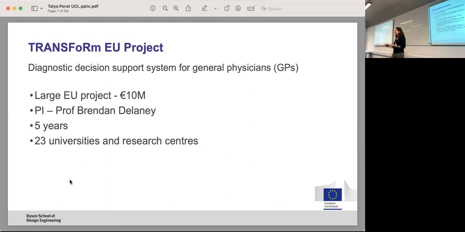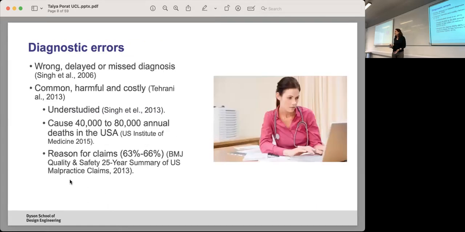A bit of background. Diagnostic errors, which are wrong, delayed, or missed diagnoses, are very common, harmful, and costly, as we all know. They're also understudied. Some claim that there are 40,000 to 80,000 annual deaths in the US, and they're the main reason for malpractice claims.